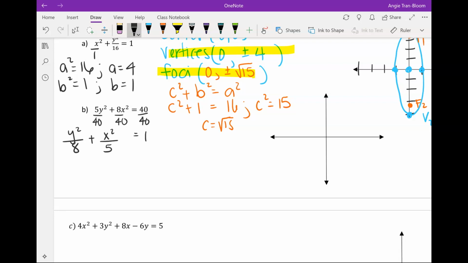Good. All right, let's answer the question. Center is where? 0, 0. All right, let's plot 0, 0 right away. We're going to make some tick marks. 1, 2, 3, 4.